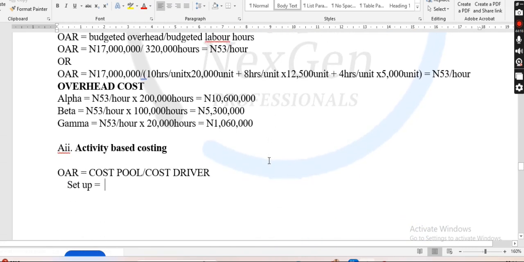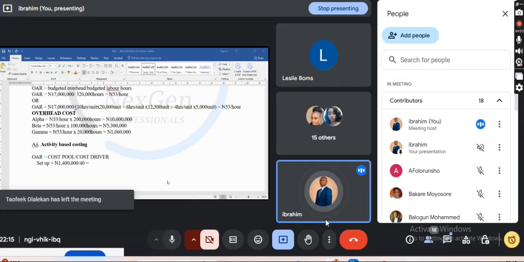So setup now is 1,400,000 divided by the 40 given to you. You can see that this is what activity-based costing wants to do. It wants to know the total cost. When you bring a bill now, class, of 30,000 for 3 units, when you divide it, you will now multiply it by each of the consumption of each of the flats.